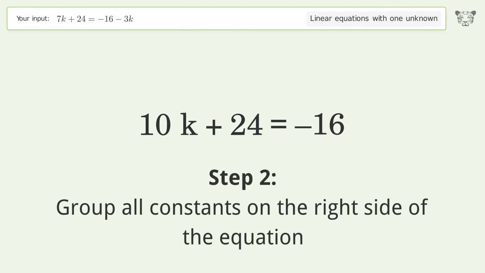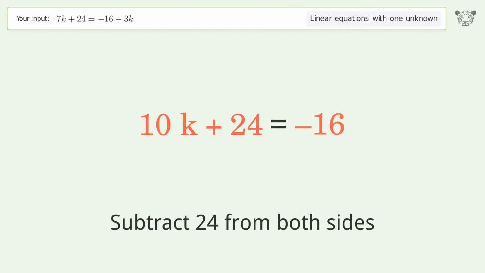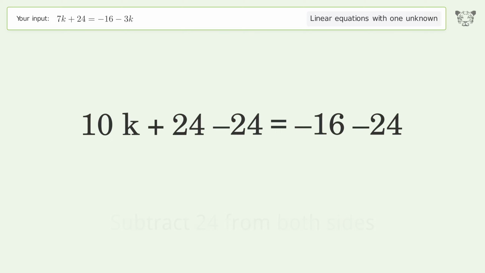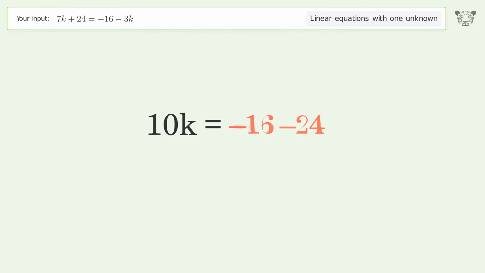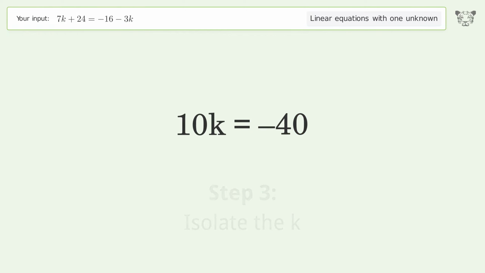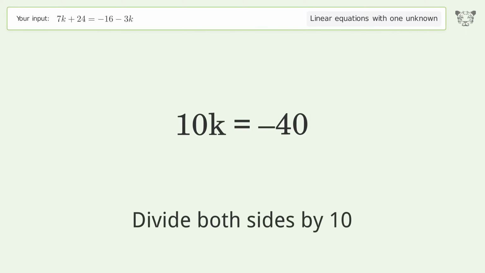Group all constants on the right side of the equation. Subtract 24 from both sides. Simplify the arithmetic. Isolate the k. Divide both sides by 10.